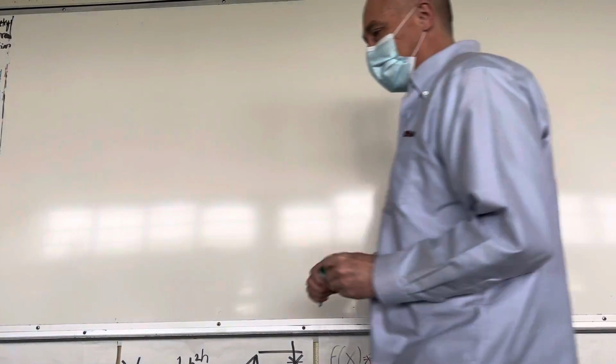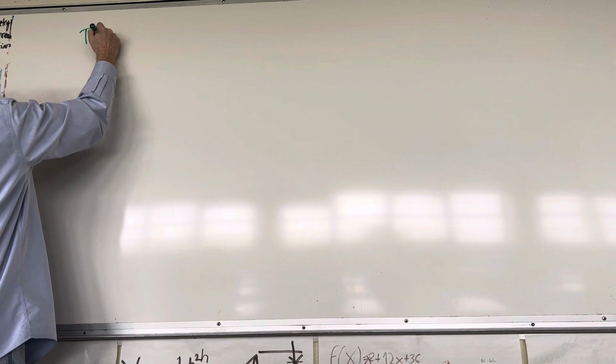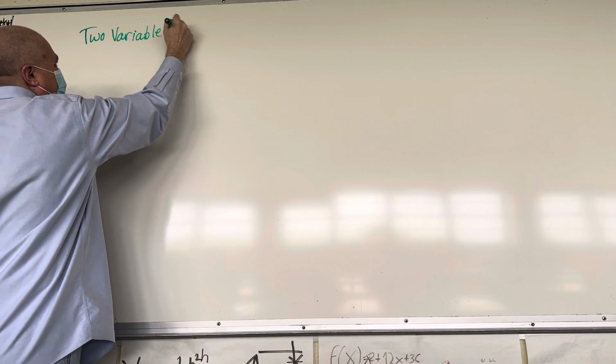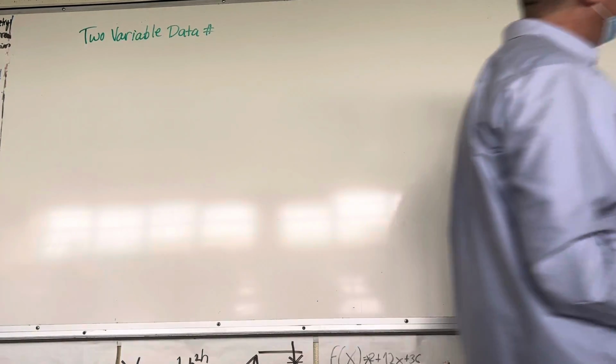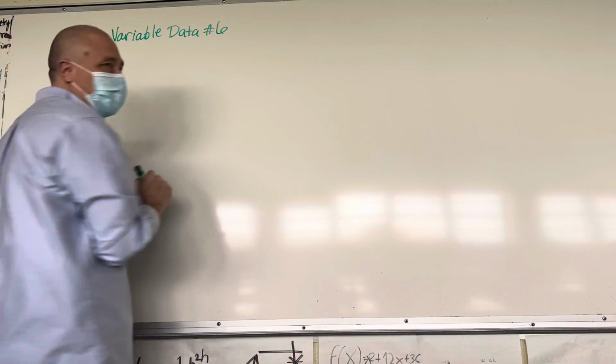Okay, so let's get on with today's work. This is 2 variable data. What number are we up to? Number 6. And it's the last lesson in the unit.